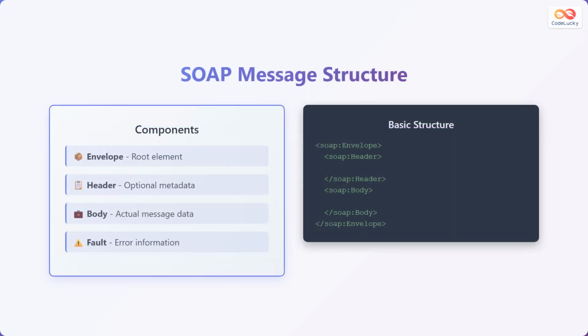Let's examine the structure of a SOAP message. The main components are the envelope, which is the root element, the header, which contains optional metadata, the body, which carries the actual message data, and the fault, which provides error information. Here's a basic SOAP message structure in XML, which includes the envelope, header, and body elements.